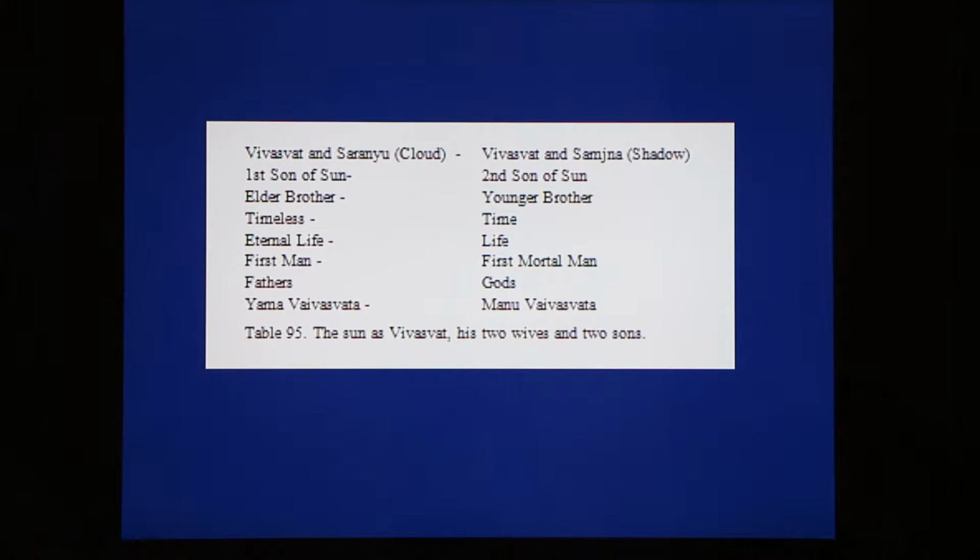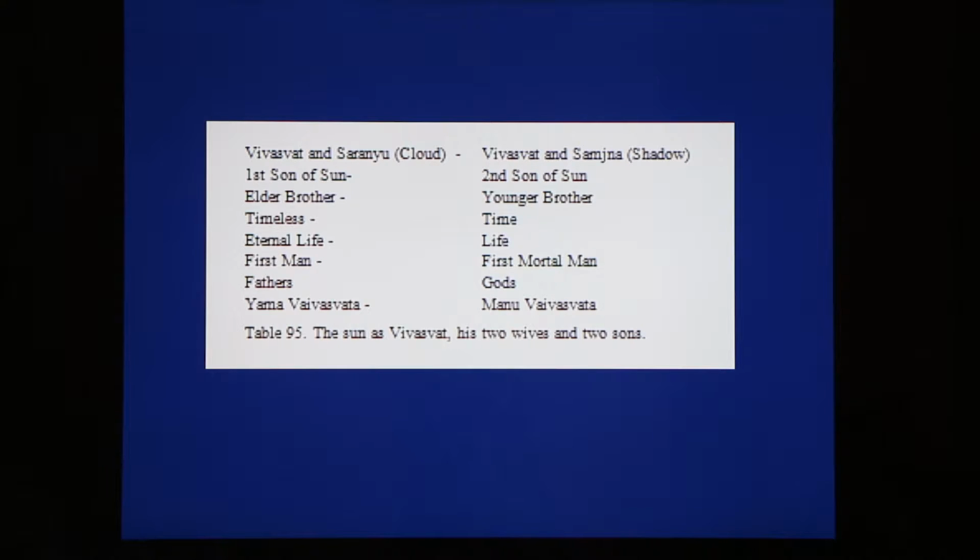The second, and then there is a story that in his relationship with her, she was too bright. And so there was a substitute wife brought in who was called Samnya, also called Shadow, who produced the second son of the sun, or a younger brother, in time, the first, and he was life and first mortal man, and he was called Manu Vaivasvata.